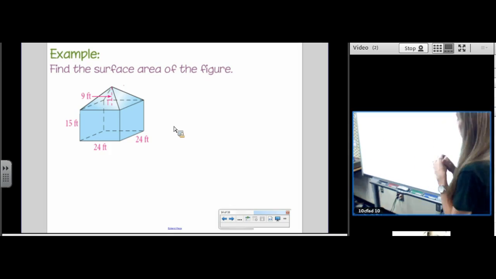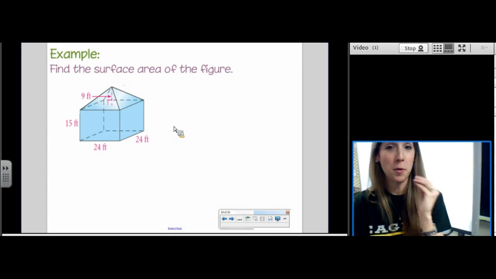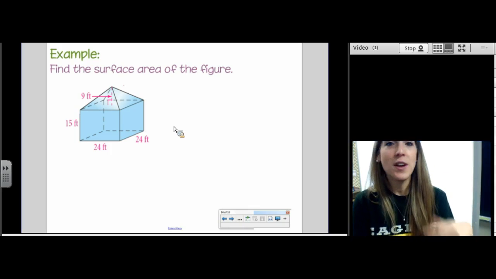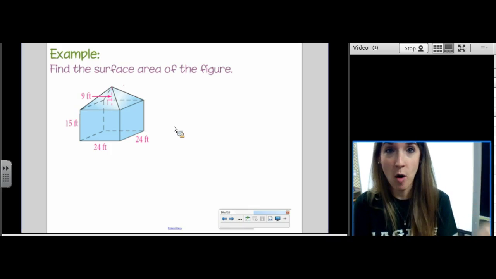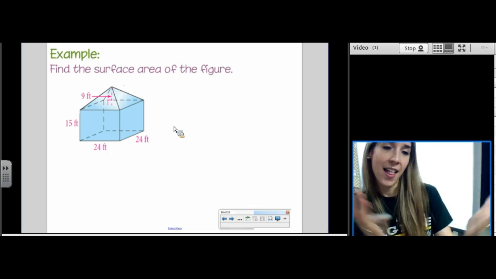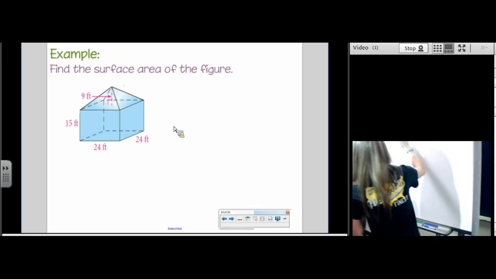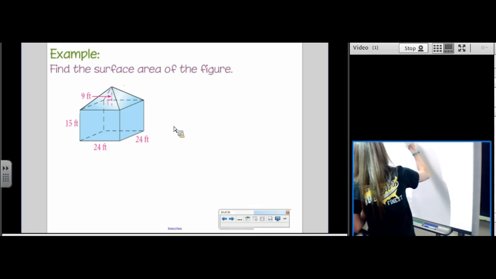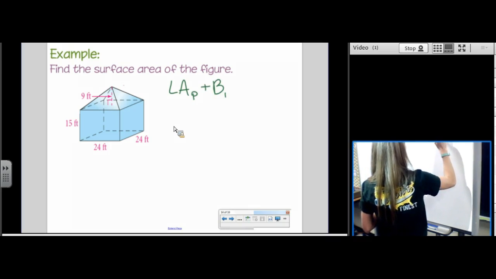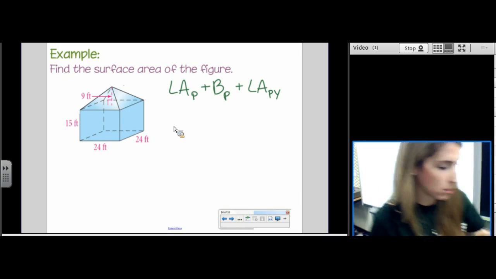So to find the surface area, there are multiple ways to approach this. So don't get mad at me if I'm not doing it the same way you are. To find the surface area, you can just find the area of each face and add them all together. Or you can find the LA plus 1B plus the LA. Let me tell you what I mean by that. So I'm going to find the LA of the prism plus a base of the prism plus the LA of the pyramid. Whoa, that might have gone over your head, but I'm going to talk about it real quick.